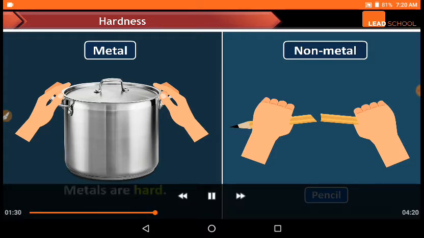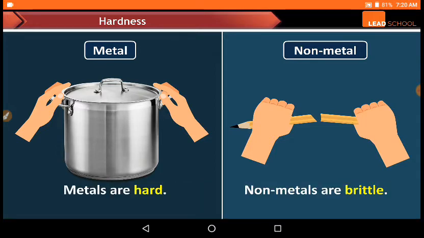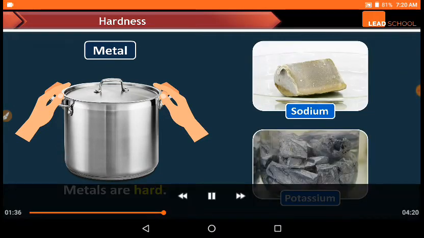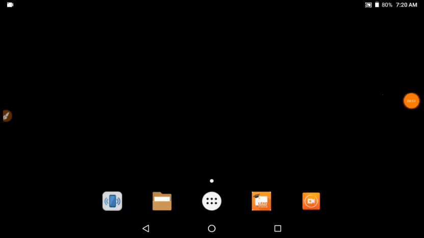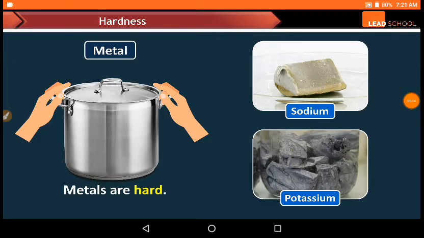This is because metals are mostly hard and non-metals are brittle, with the exception of sodium and potassium, which are soft enough to be cut with a knife. So basically metals are hard and non-metals are soft, but these two metals, sodium and potassium, are the exceptional case. It is a different case, the metal will behave differently. They can be cut with a knife.